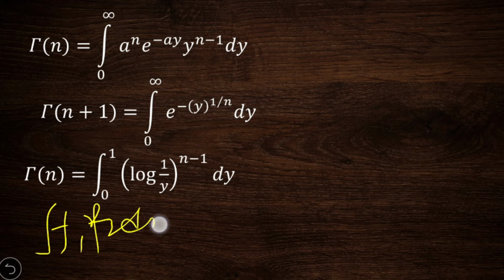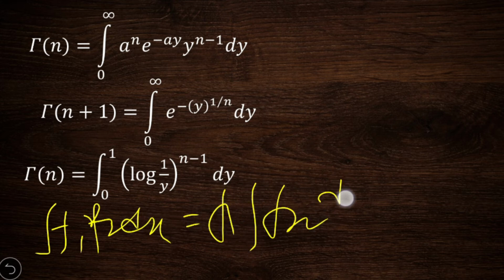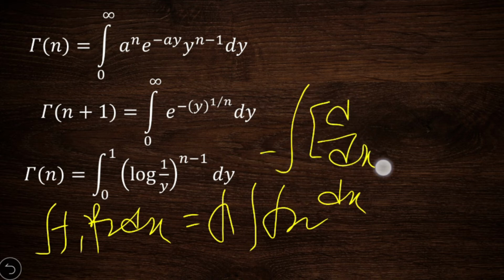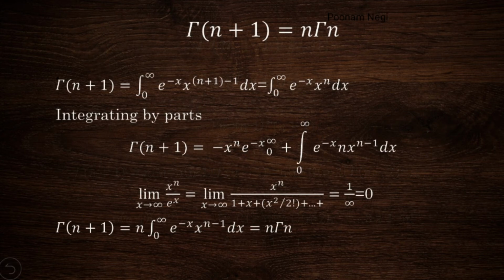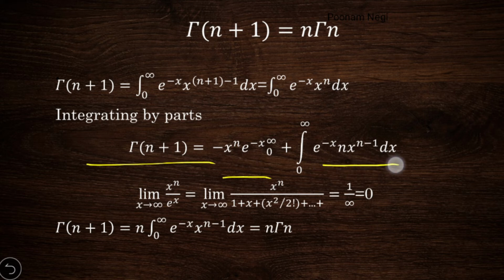As we know, if we integrate two functions f1 f2 by parts, it gives f1 times the integral of f2 dx, minus the integral of the derivative of f1, d by dx of f1, into the integral of f2 dx. With this formula, we have gamma n plus 1 equals minus x to the power n e to the power minus x, where limits are from 0 to infinity, plus n times the integral from 0 to infinity of e to the power minus x, x to the power n minus 1 dx.